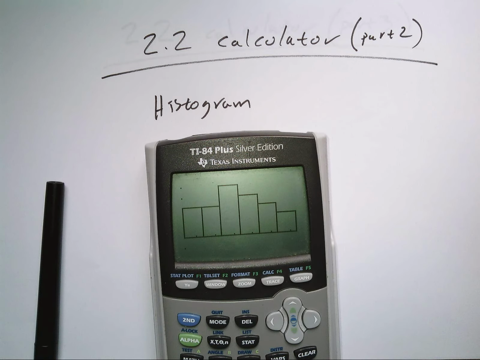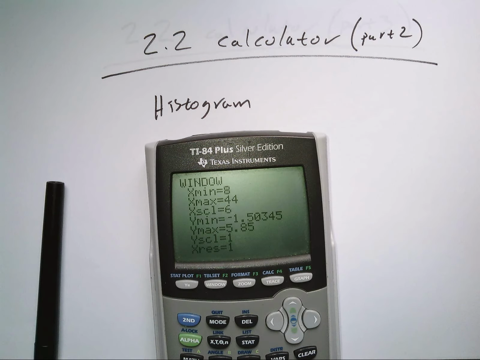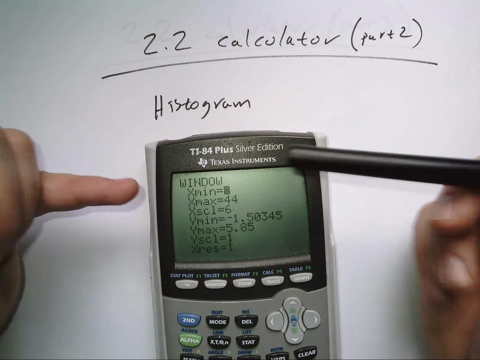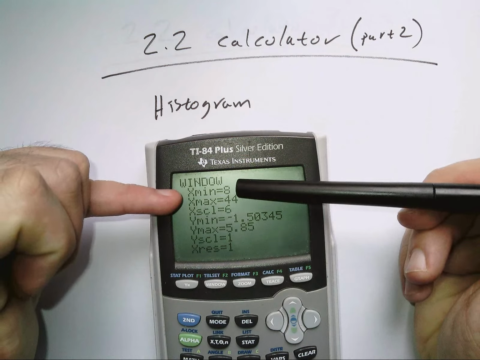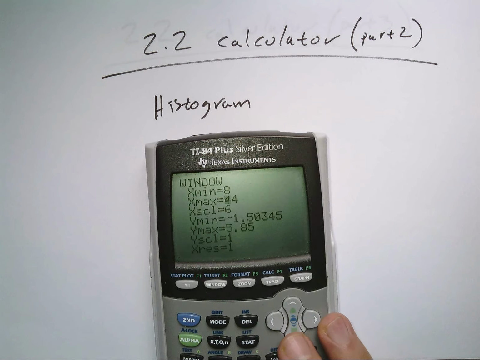Okay? Now, I'm going to hit window to look at everything that's going on. Let's just give you a quick overview. X minimum is where we're starting. X max is where we're ending on our X axis. Next we have the scale, and the scale should really be our width. Now, with our data, our width, we went from 8 to 13 to 18 to 23. Our width was 5. So let's just fix that to 5.